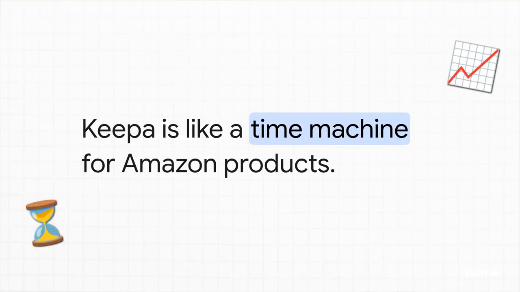The best way to think about it is like this. Keepa is basically a time machine. Seriously, it lets you go back and see a product's entire life story on Amazon, which gives you all the historical context you need to predict what it's going to do next.